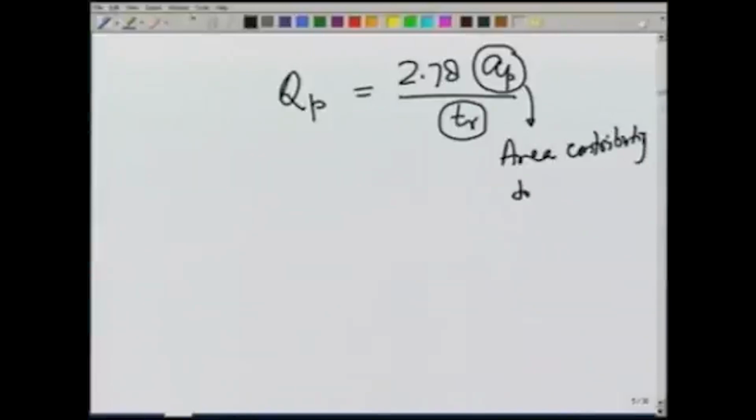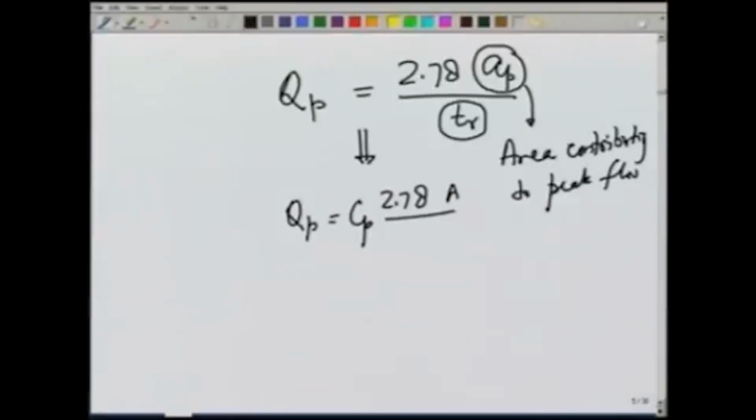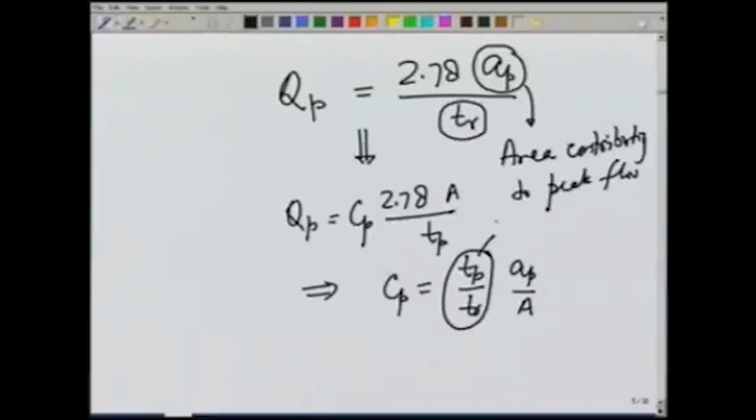Contributing to peak flow. If we want to write this in terms of Snyder's equation, which is Qp equal to Cp, what we get is the value of Cp as Tp by Tr into Ap by A. Tp by Tr as per Snyder is equal to 5.5.